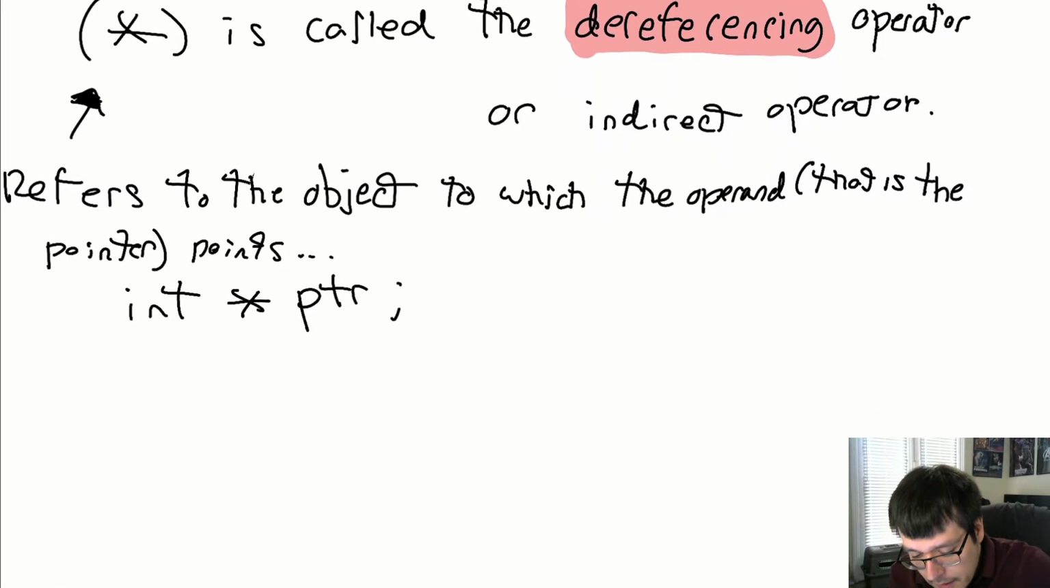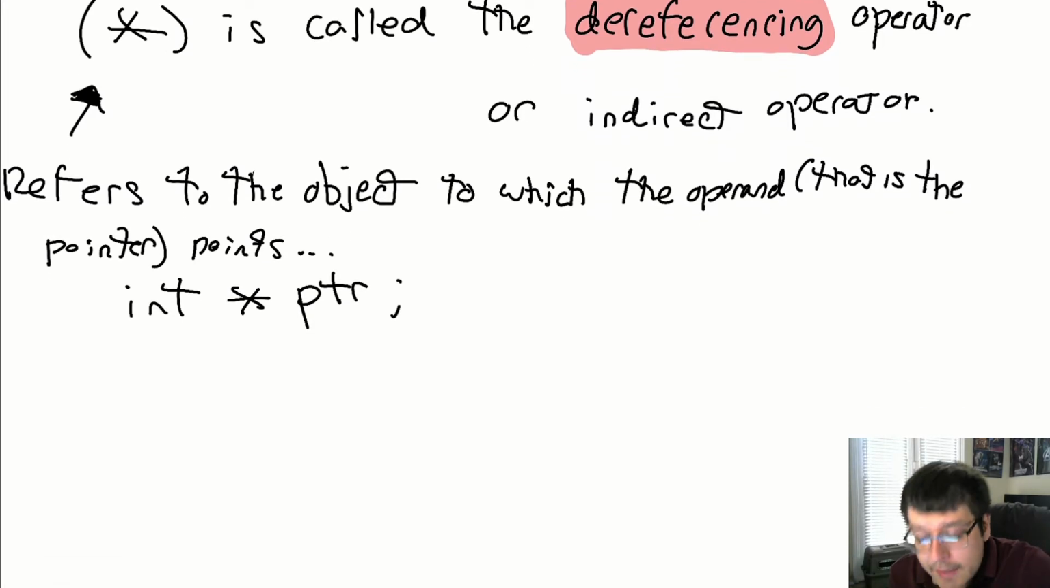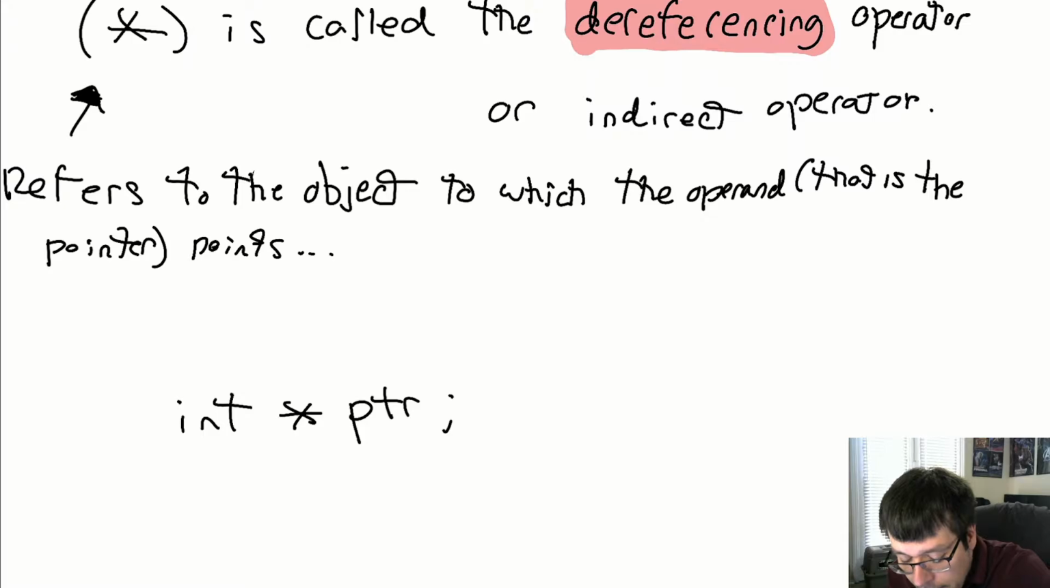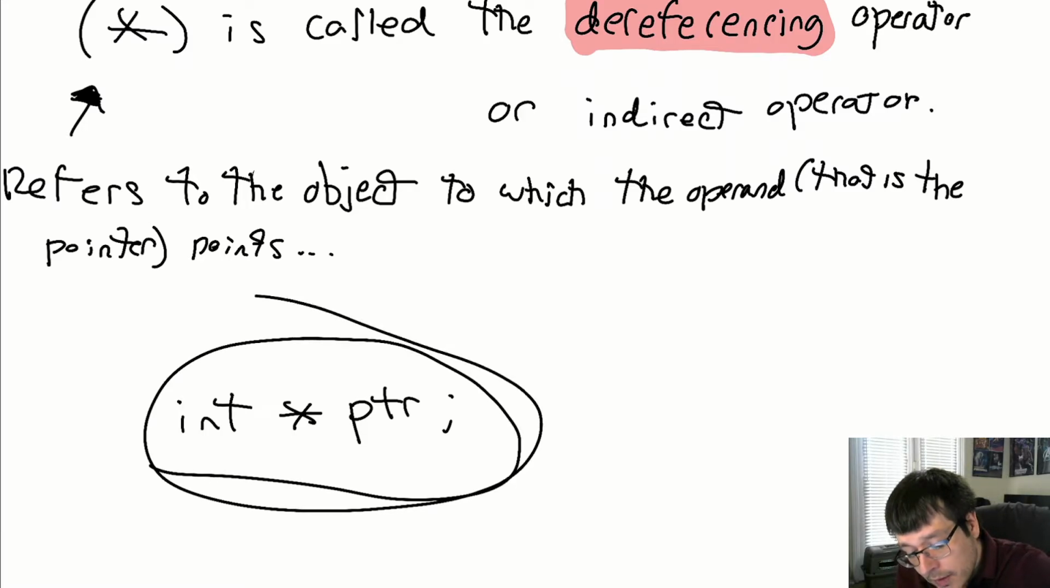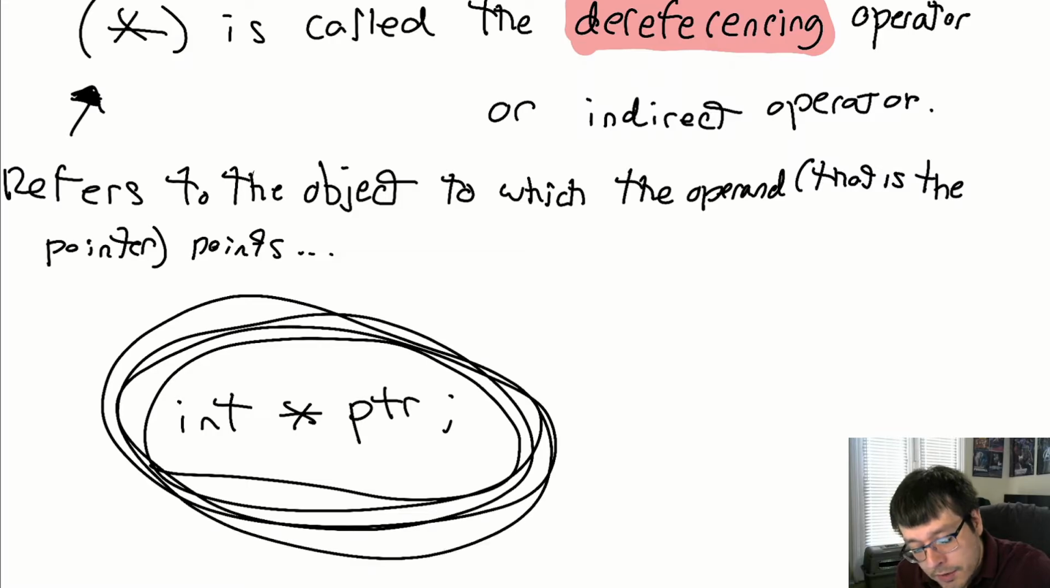So, when you make a declaration, in fact, here I'm making a declaration, what I'm creating is a pointer called PTR. Surprise, surprise, short for pointer, but you can call it whatever you want. And just like any variable, it's uninitialized and contains garbage.